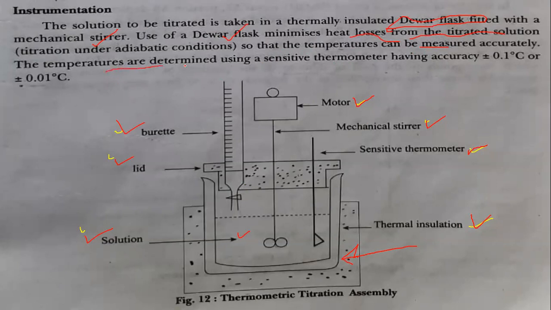The temperature is determined using a sensitive thermometer having an accuracy of plus or minus 0.1 degree Celsius or plus or minus 0.01 degree Celsius. So up to this much accuracy we can measure the change in temperature when the titrant and the analyte react with each other.